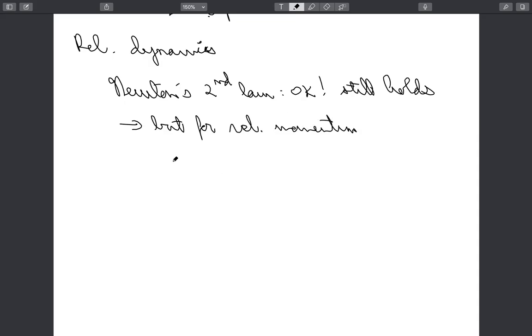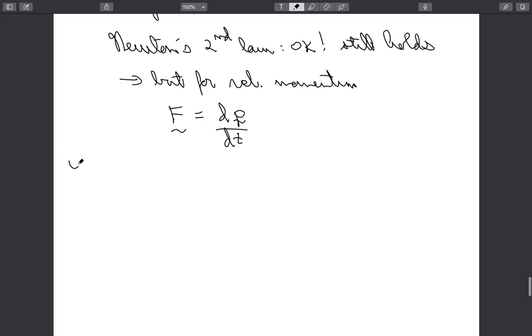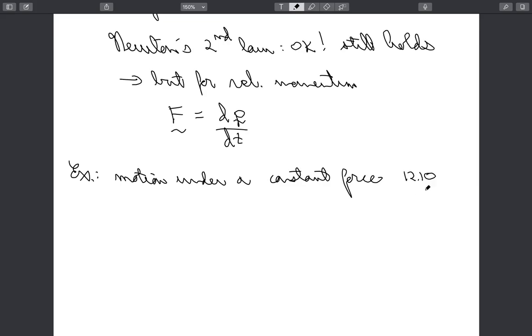That is, if I look at the force on a certain object, I will associate it to the time rate of change of the spatial part of the relativistic momentum. Okay, and here there's actually a really nice example in Griffiths' book, which is motion under a constant force. It's example 12.10. So what's the idea here?